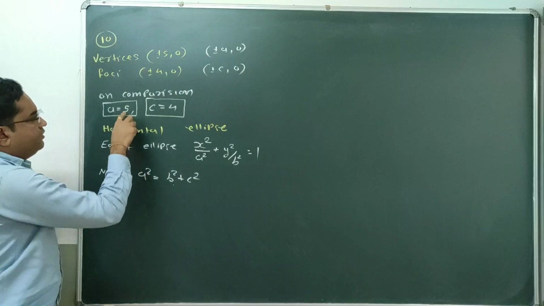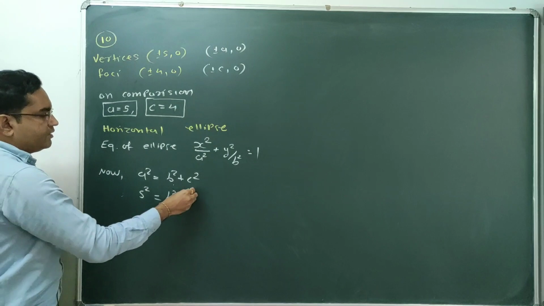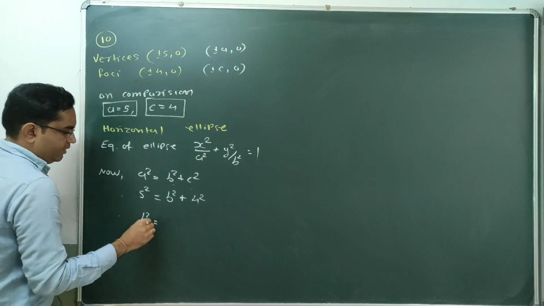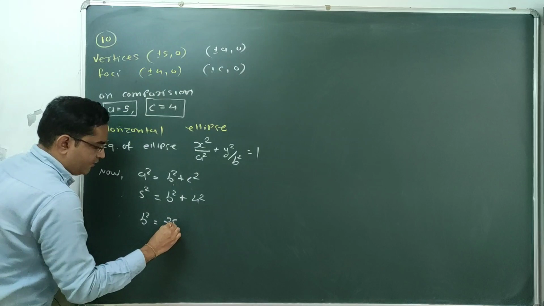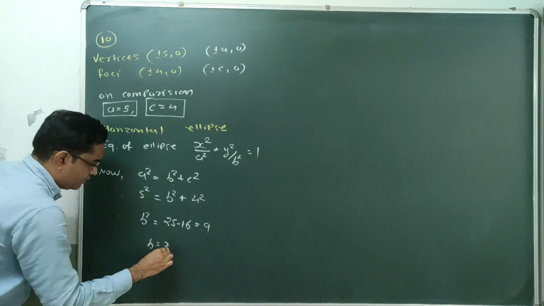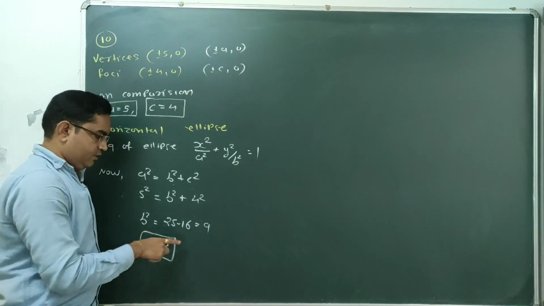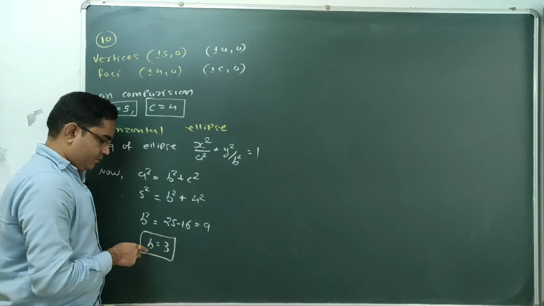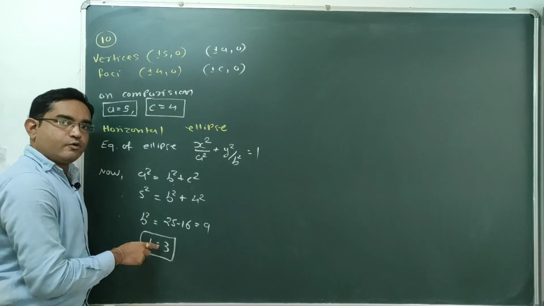Put the value of a square. A is 5, so it's 5 square. B square we have to find. C square is 4 square. Therefore our b square will be 5 square, 25, minus 4 square, 16. That is 25 minus 16, equal to 9. So the value of b is 3, the length of the semi-minor axis. B square equal to 9. Normally we take plus or minus 3, but b is the length of the semi-minor axis. Length is positive, so you have to consider the positive sign.